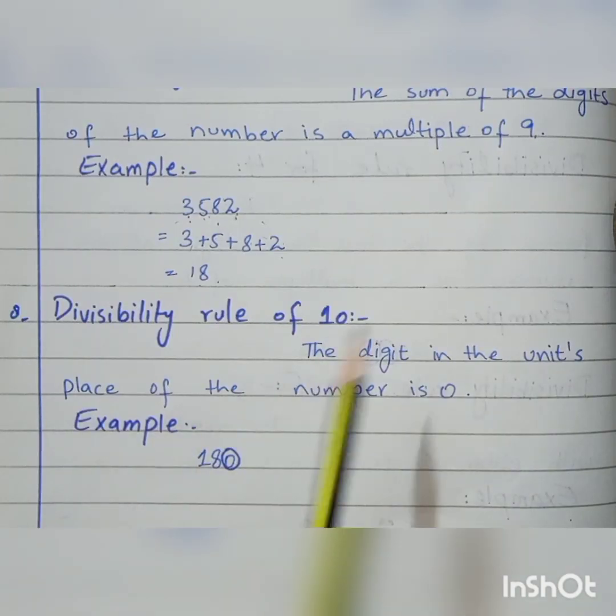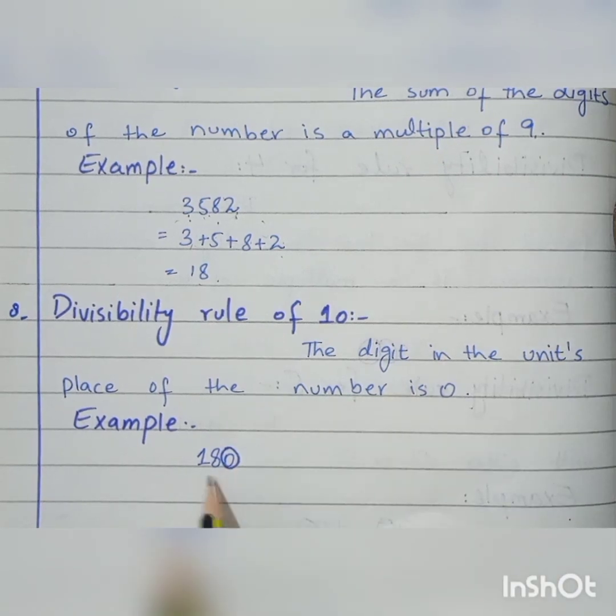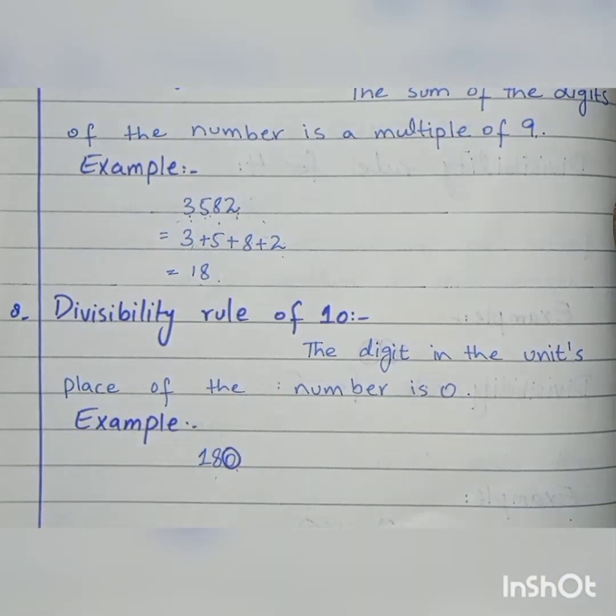The eighth rule, for 10: the digit in the unit place of the number is 0. Here is a number and its unit place is 0, so this number is divisible by 10.